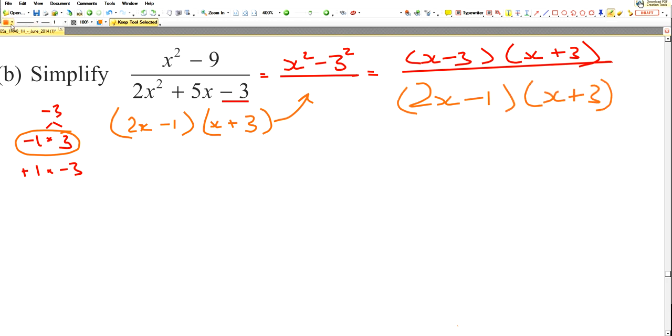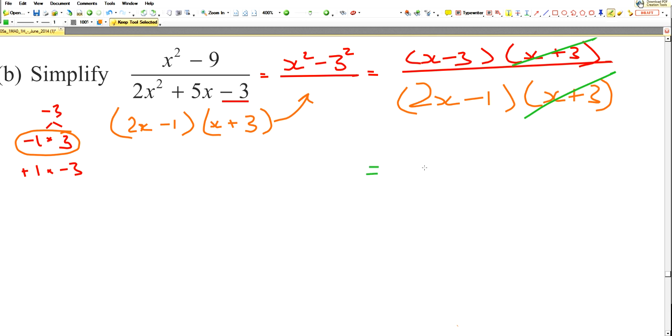And as you can see, we're now in a situation where we can cancel. So (x minus 3) times (x plus 3) divided by (2x minus 1) times (x plus 3). The x plus 3 happens twice, so they can cancel each other out because you're dividing top and bottom by x plus 3.